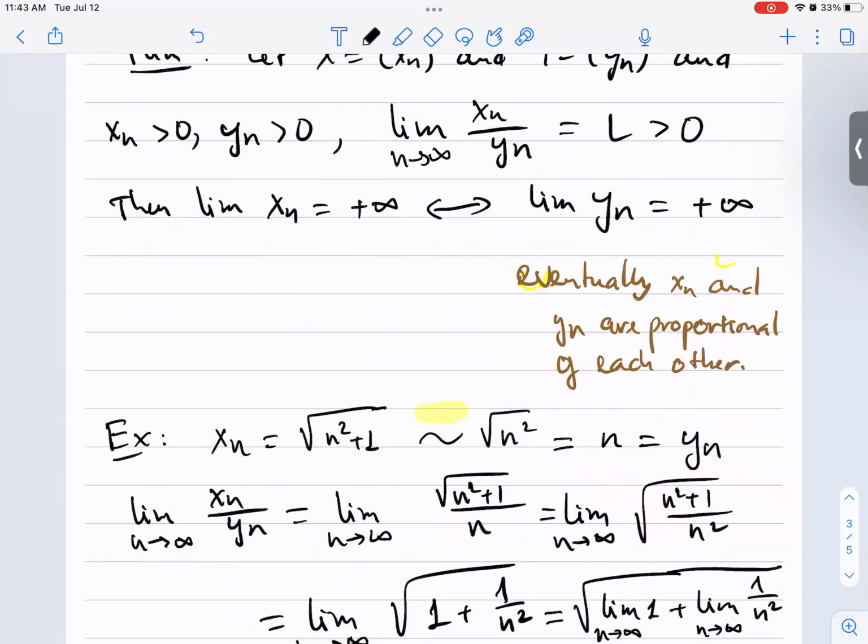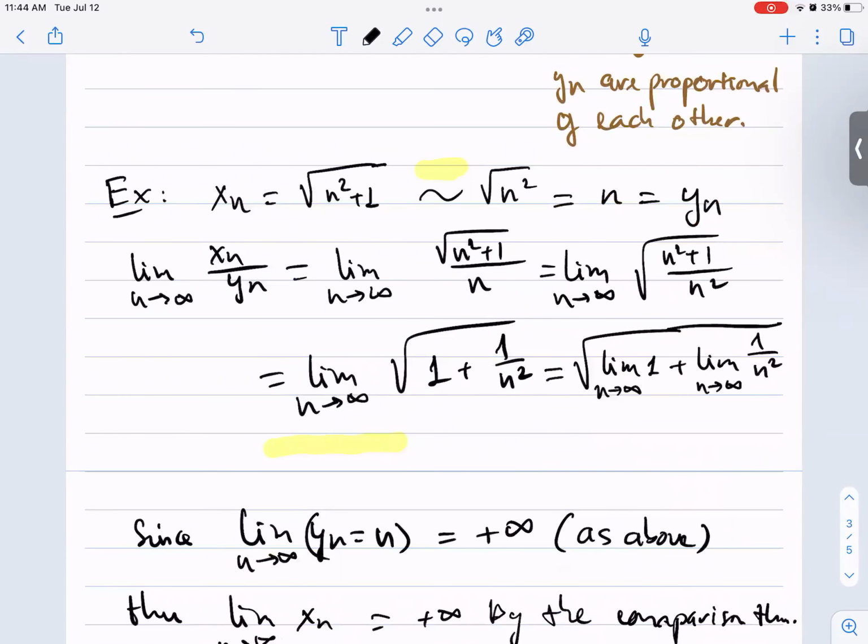Why? Because in this case, the ratio xn divided by yn is eventually settling down to some number L bigger than 0. That is, eventually xn and yn are proportional to each other. That's why if one sequence is diverging towards plus infinity, then the other sequence, which is proportional to the previous sequence, must be divergent towards infinity as well.